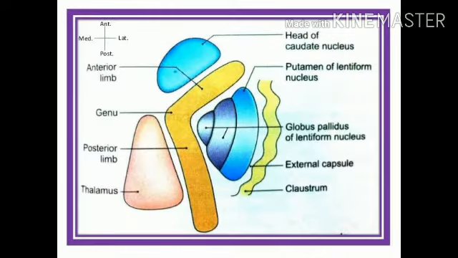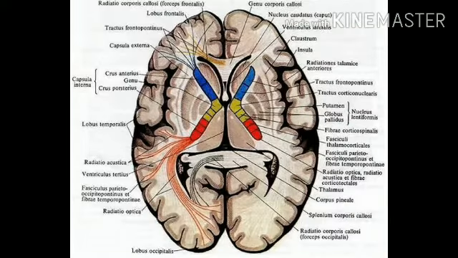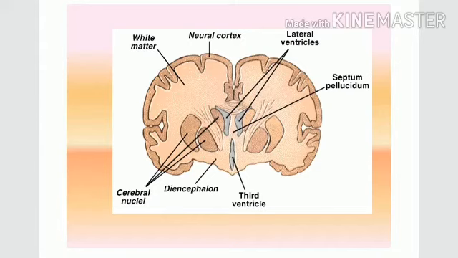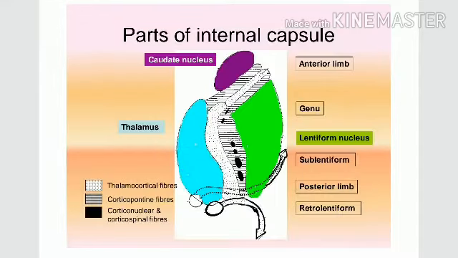Its main function is motor output. The basal ganglia include the caudate nucleus superiorly. The globus pallidus is located most medially from the lateral sulcus and putamen. The globus pallidus and the putamen are often grouped together as the lentiform nucleus.